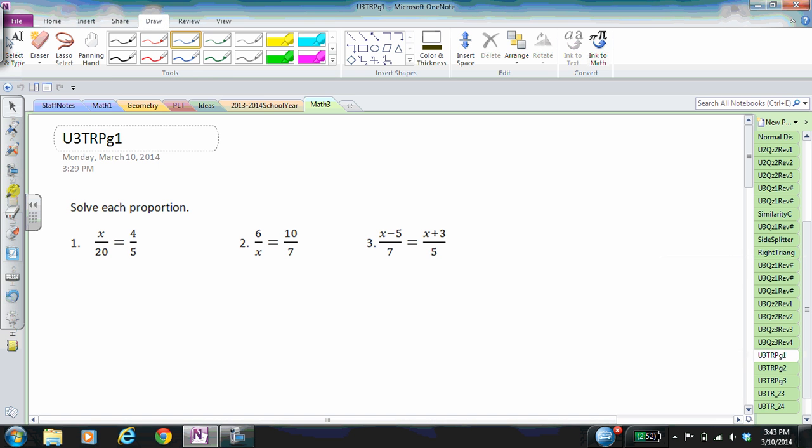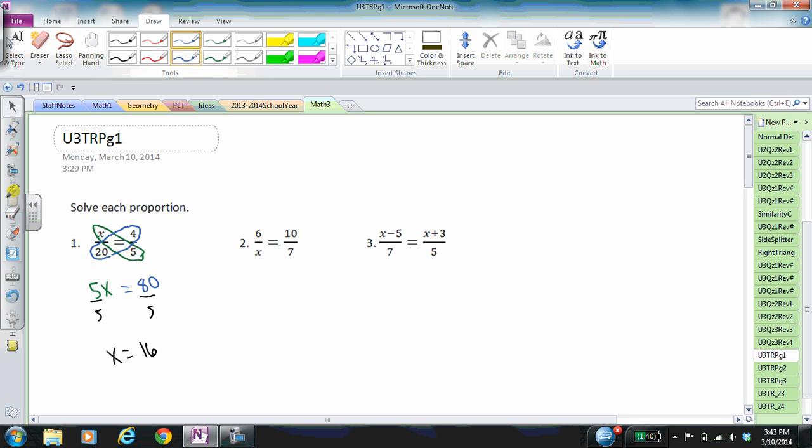As you guys can see here, I'm starting with problems 1, 2, and 3. The instructions for these problems are to solve each proportion. So when we have a proportion like this, little math 1 review, we want to cross multiply. So I cross multiply here, 5 times x, I get 5x. 20 times 4, I get 80. So now it's just a basic equation. Divide on both sides by 5, and I get x equals 16.